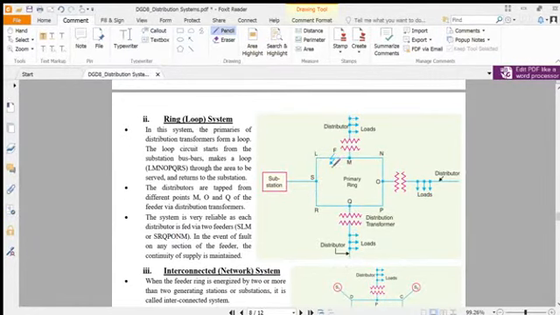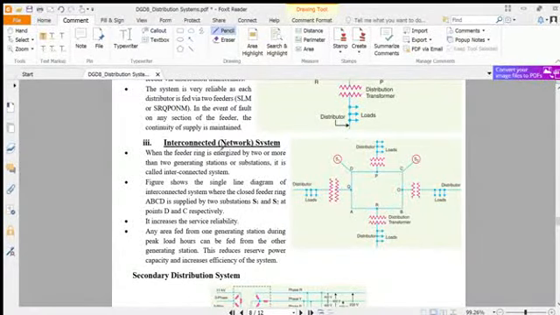If a fault happens at this point, then the system can provide supply via S, R, Q, P, O, N, M. So here is another path. For all the distributors there are two possible combinations. So if any fault happens in this system, the other backup path remains. So it provides higher reliability than the radial system.